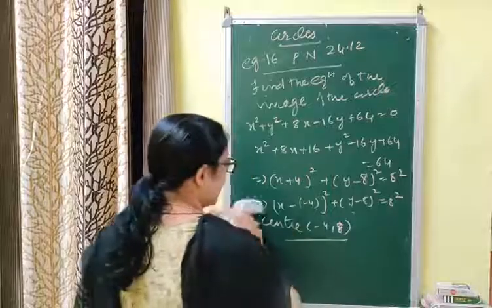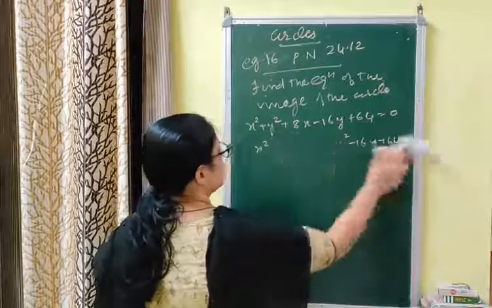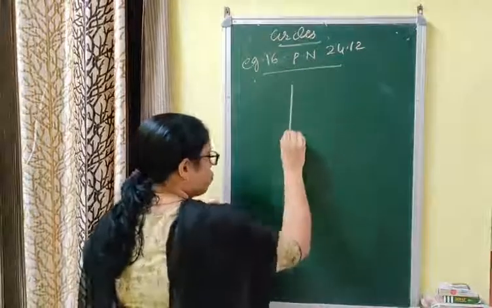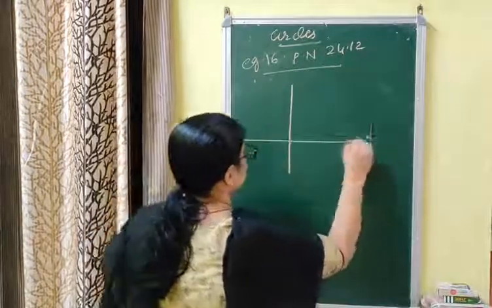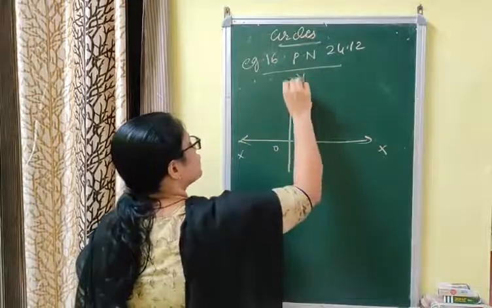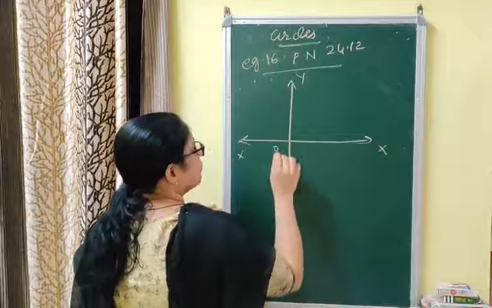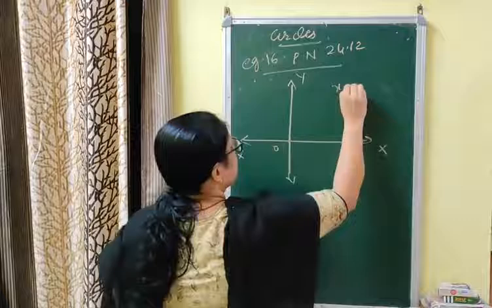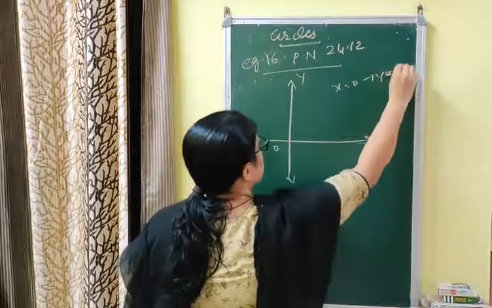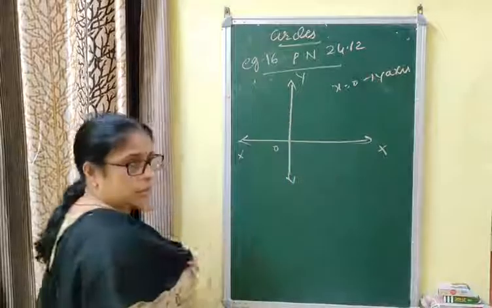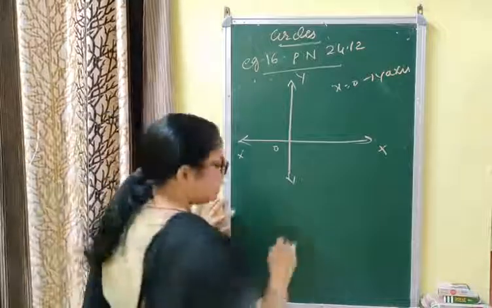Now we have to find the center of the required circle that is formed by the mirror image in the line x equal to 0. For that we have to draw the figure. Let x or x dash, y or y dash be the coordinate axes, and the mirror is x equal to 0. x equal to 0 represents the y-axis. We have to find the equation of the circle that forms as the mirror image with respect to the y-axis mirror.